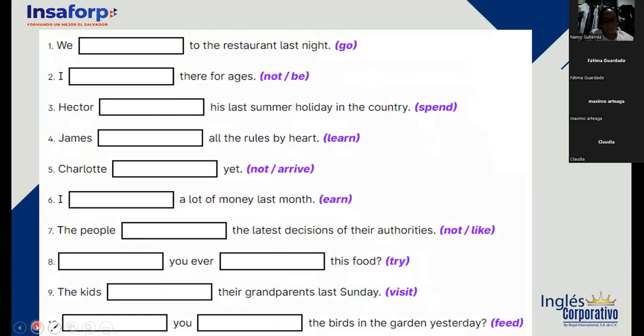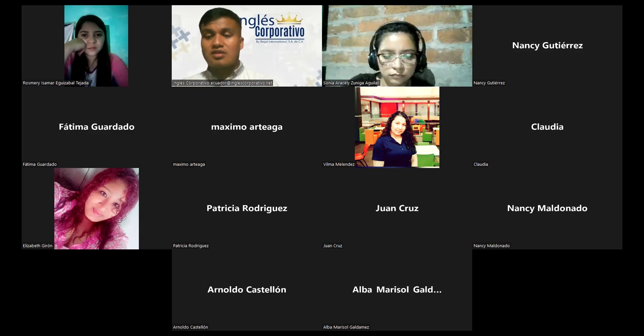And part number three. In all of them, what we are going to do is to identify whether it is present perfect or simple past. That's all we are going to do in the three of them. So you will have to try to notice if you have to use present perfect or simple past. That's where we're going.